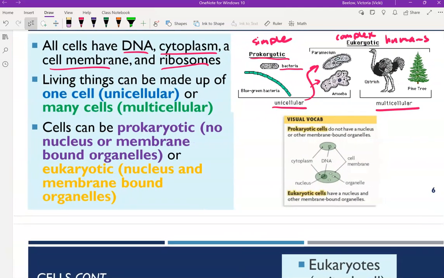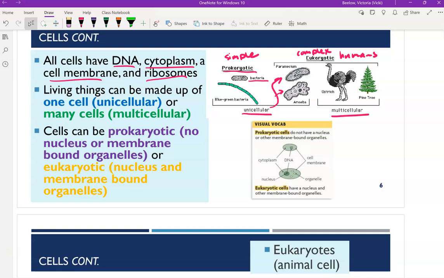And again, prokaryotic cells, like I said, are very simple. They don't have a nucleus. They do have DNA, that's true, but it doesn't get housed in a nucleus like in our eukaryotic cells, which have a nucleus. And then we have a lot of organelles, which we're going to talk about in this unit, in our eukaryotic cells, whereas prokaryotic cells don't have as many organelles. But both, of course, have a cell membrane.